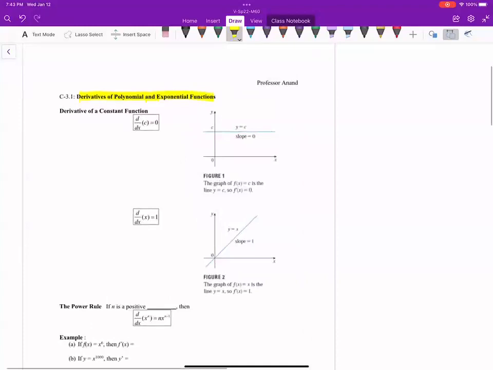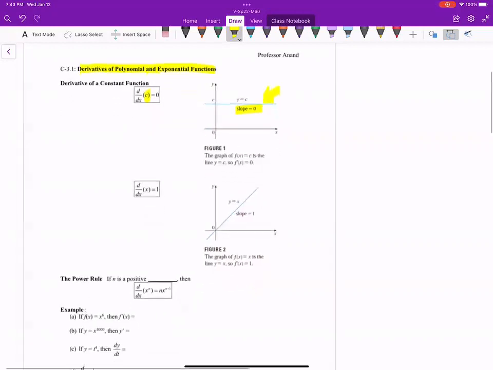So first, derivative of a constant. We know that derivative also means slope. So when you say a constant, it is a constant function. So it will look like a horizontal line. For a horizontal line, the slope is 0. So d by dx of c, the constant, equals 0. That is the first rule to memorize.